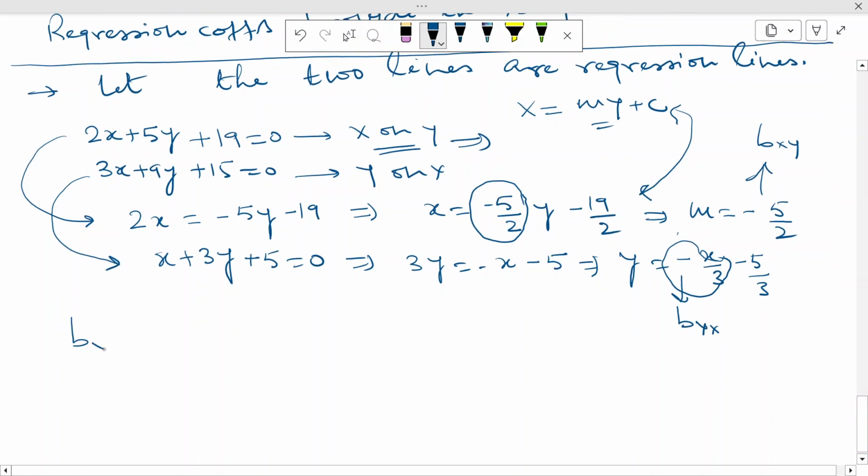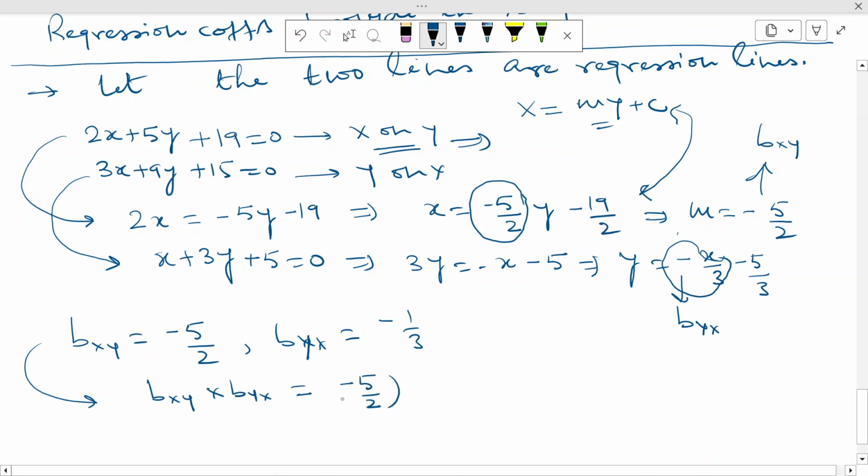So we are having bxy as minus 5 by 2, and the second one is byx as minus 1 by 3. Now next we will just perform the multiplication. So when we multiply bxy and byx, this will be minus 5 by 2 multiplied by minus 1 by 3. So this is coming out 5 by 6, which is less than 1.